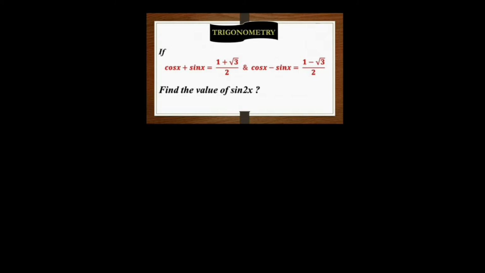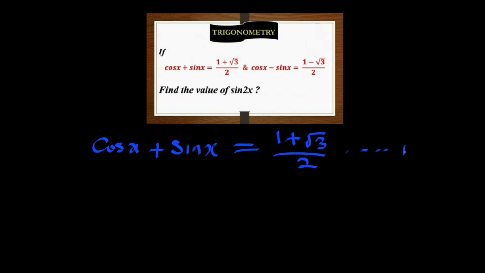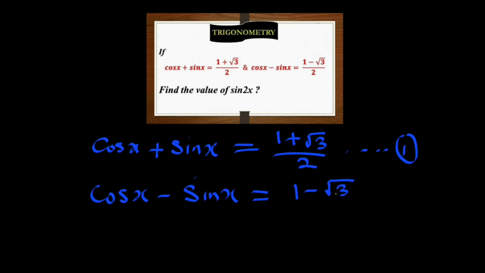Let me rewrite the two equations. We have cos x plus sin x, and to the right we have (1 plus root 3) divided by 2. Let me call this equation 1. And the second one, we have cos x minus sin x, and to the right we have (1 minus root 3) divided by 2. Let me call this equation number 2. The first thing we need to do here is to add the two equations together, so let us go ahead and do that.